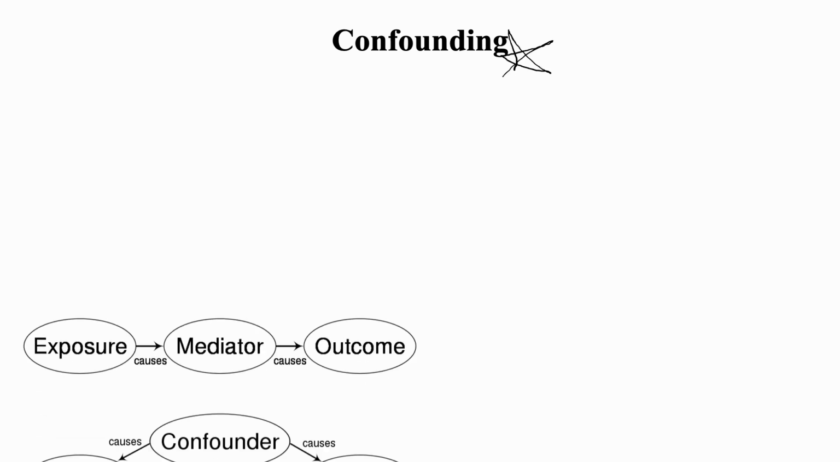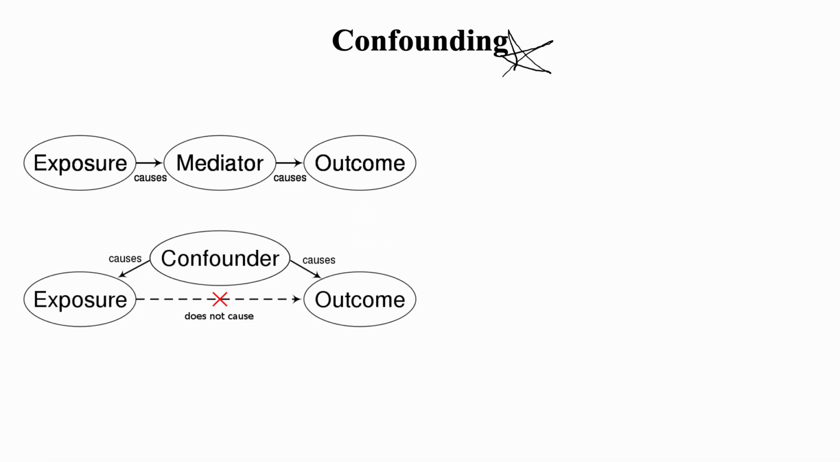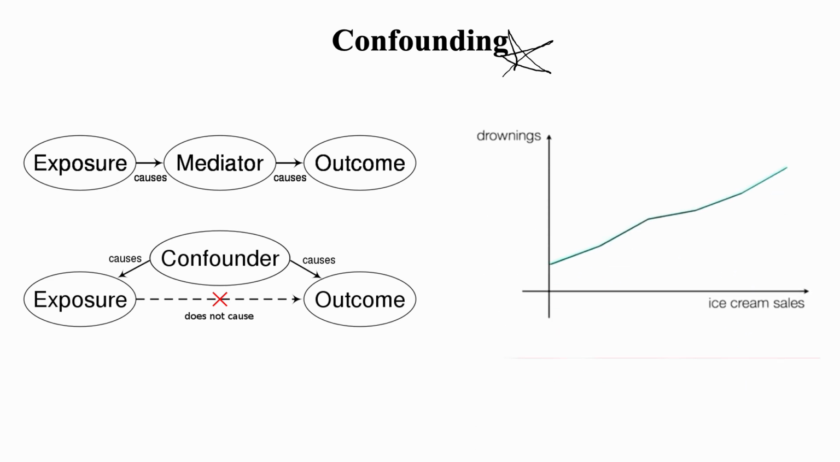Now this is another really high-yield concept, which is confounding. Confounding is when a third variable distorts the association between an exposure and an outcome. But the really key thing to remember with confounding is that it's associated with both the exposure and the outcome, but is not in the causal pathway.